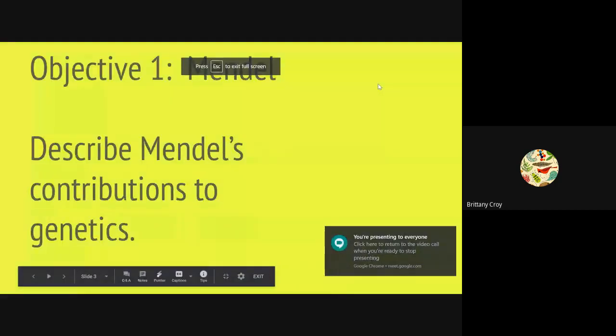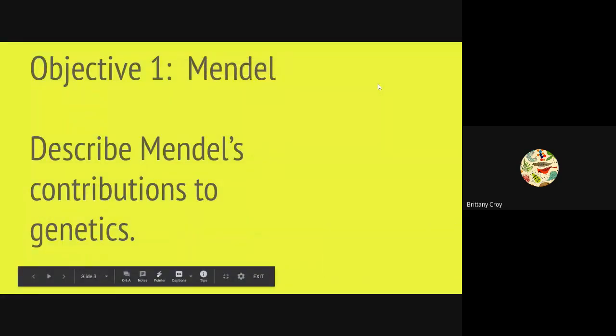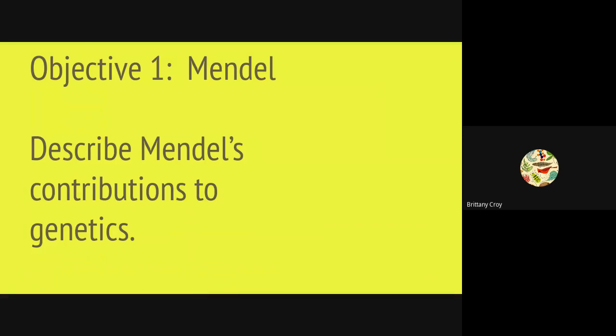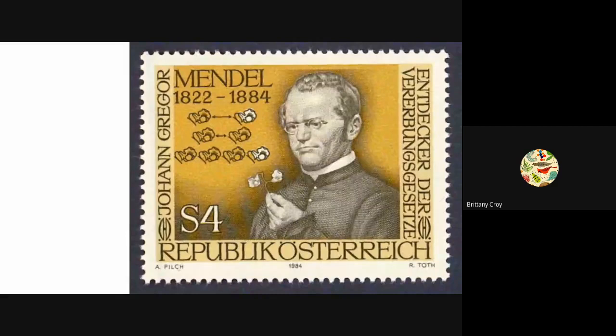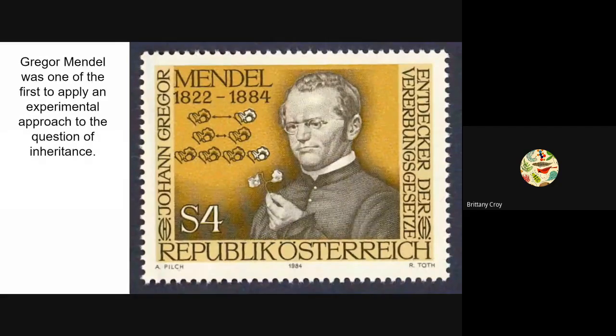Hello. Today we're going to be talking about Objective 11.1, Mendel. Describe Mendel's contributions to genetics. Here's a picture of Gregor Mendel. He is famous because he was the first person to really use a scientific approach to try to figure out how traits are inherited, or how traits are passed along from generation to generation.